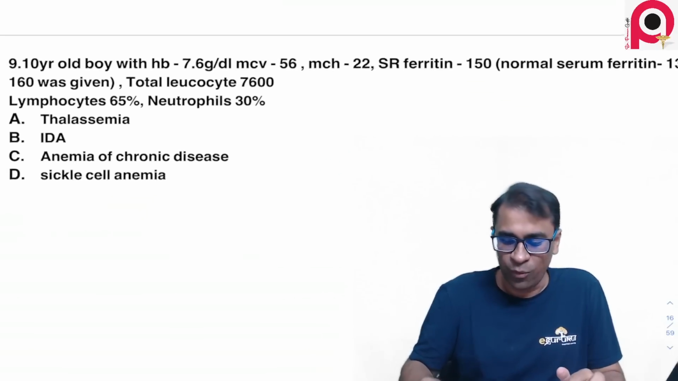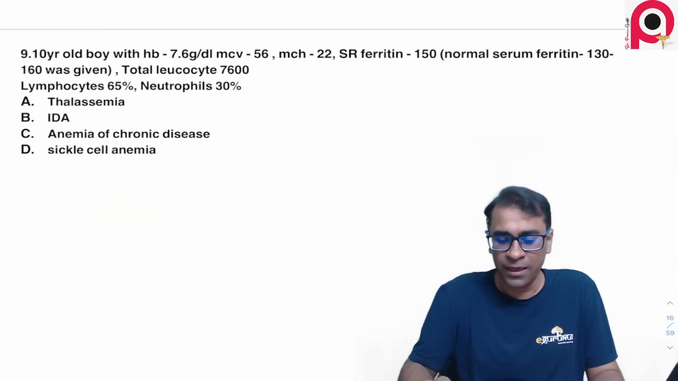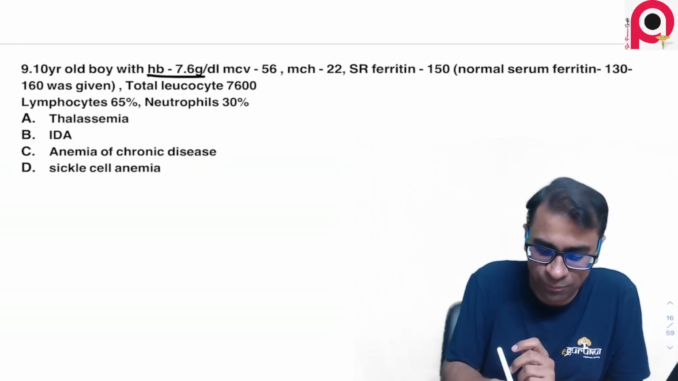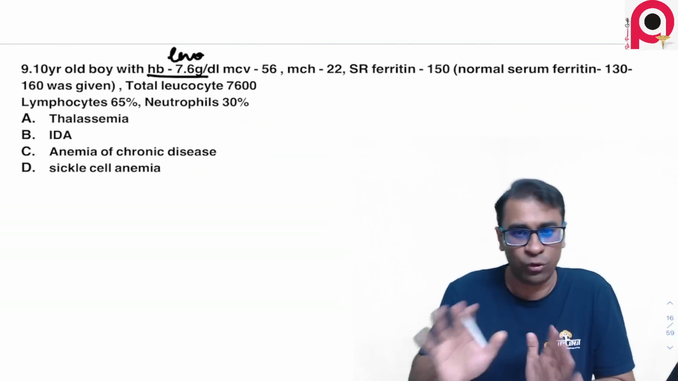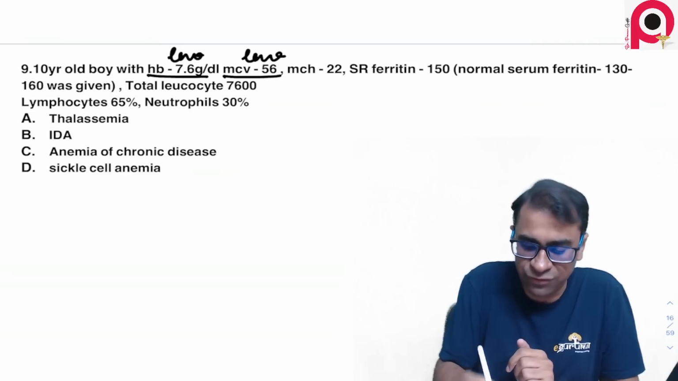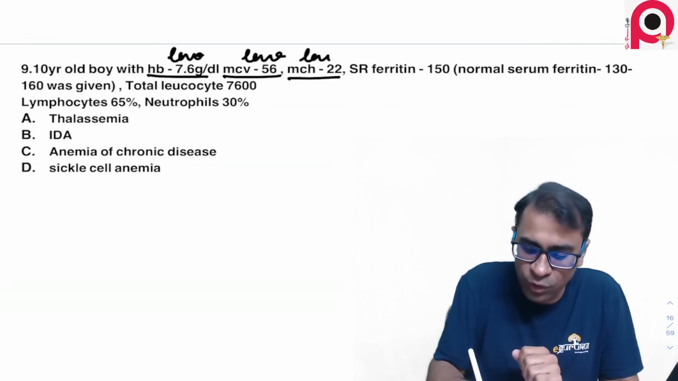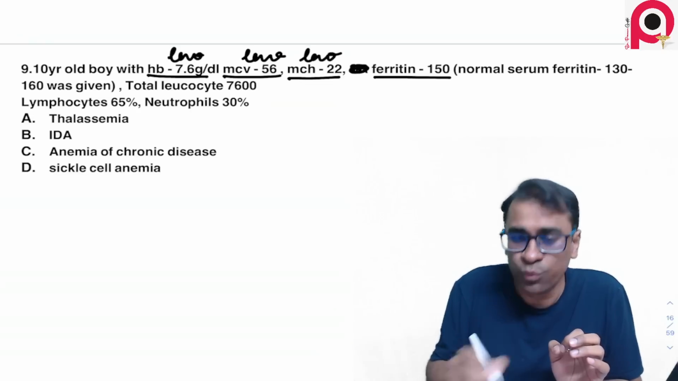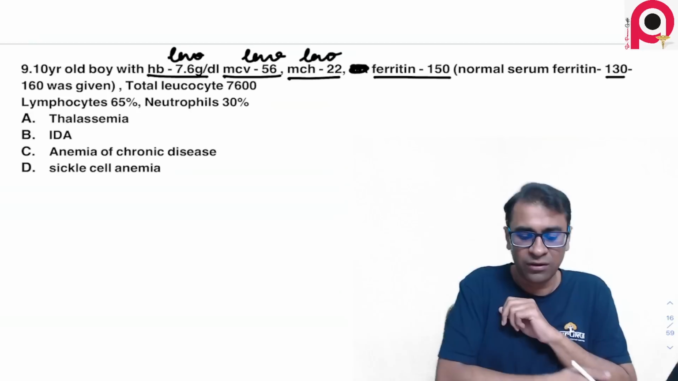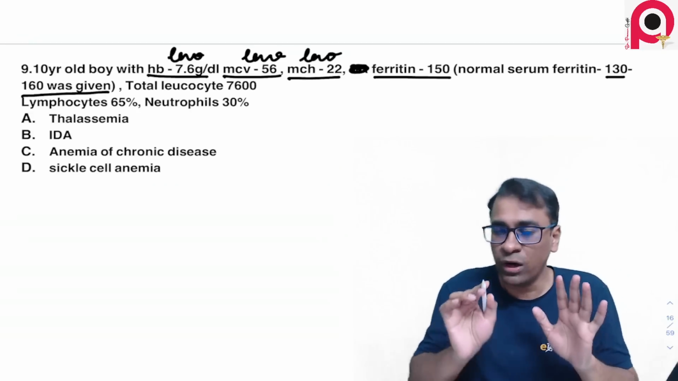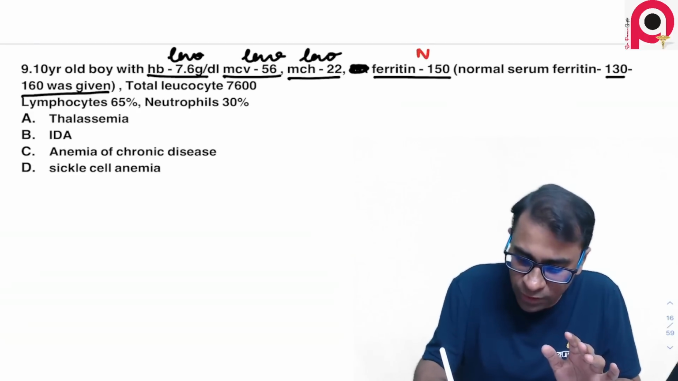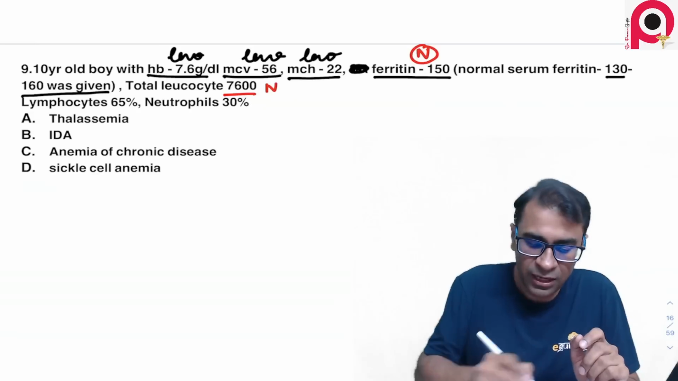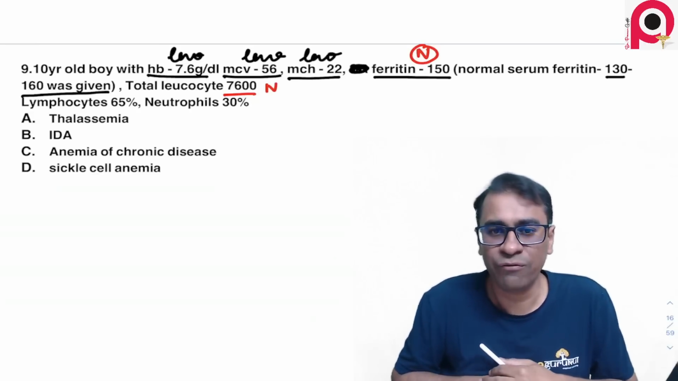This is one question which was actually very confusing, so let me solve it for you. The question was about a 10-year-old boy with hemoglobin of 7.6. This is low, so there's anemia, no doubt about it. MCV is also low, 56. MCH is also low because normal MCH is 30. The question gave a ferritin of 150, with normal ferritin given as 130 to 160, so the ferritin value here is normal. Do you all agree? The leukocyte count given was 7600, which is normal, with lymphocytes of 65 and neutrophils of 30%.